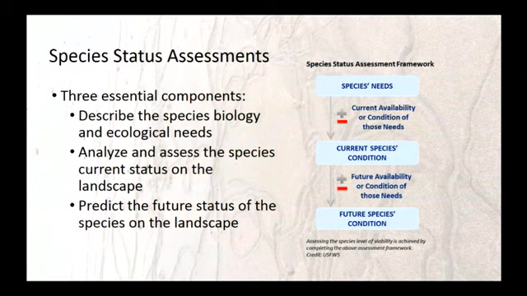We then analyze the current status of the species, and in part we do that by thinking about, well, what does it need, and what does it have on the landscape? And if those two things are vastly different, then we know we might already have a problem for that species. And then the third part is to try to predict what the future status of that species is going to be, thinking about what its needs and its haves are going to be in the future. So the species status assessments, they're usually long, pretty heavy documents, but these are the three essential components of one of those documents.